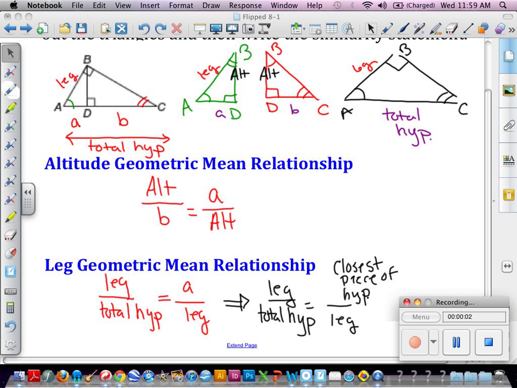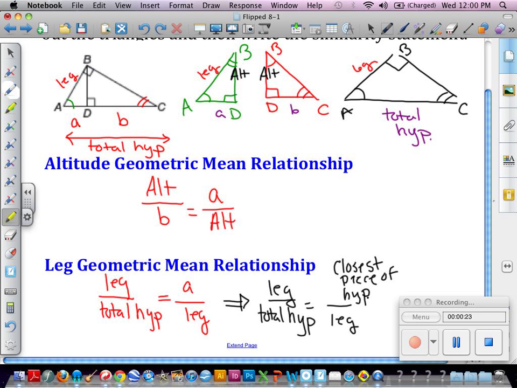Hello, geometry students. Today during class, we were looking at a right triangle and analyzing the altitude and the leg. We'd been talking about geometric mean and similar triangles, and we came up with the altitude geometric mean relationship, which I have on the video at this point.